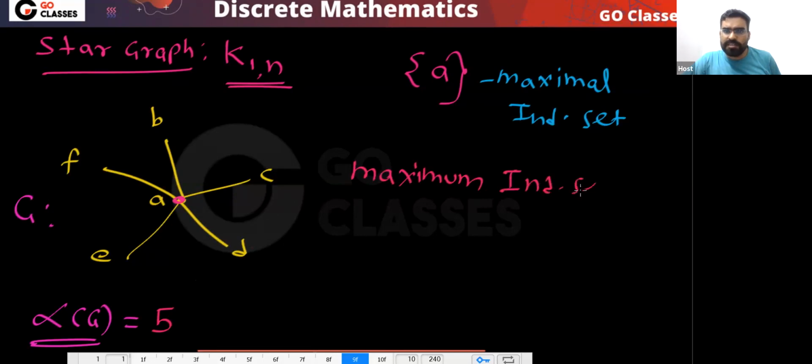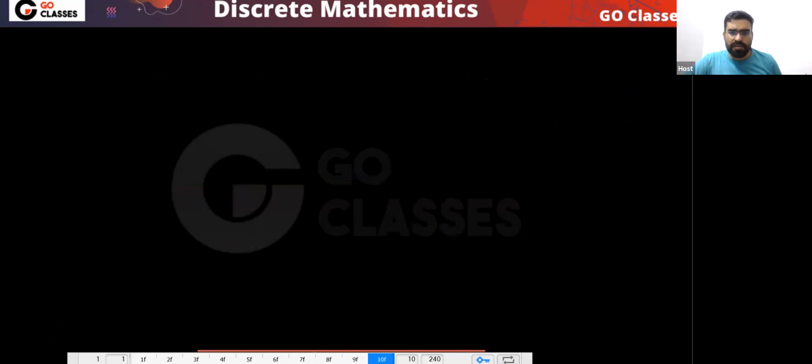Maximum independent set. So the largest independent set that you can create will be B, C, D, E, F. This is the largest that you can create. Very simple. Okay, so like this, you already understand all these concepts.